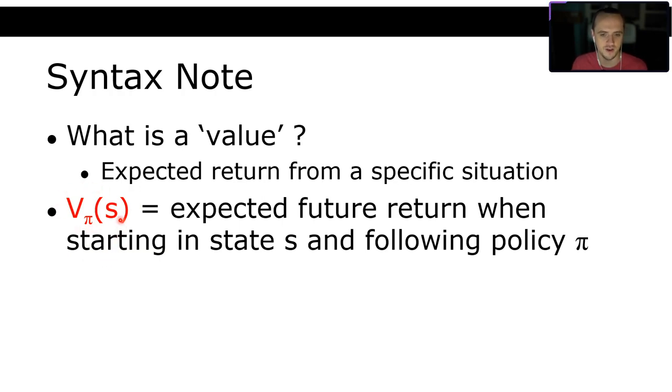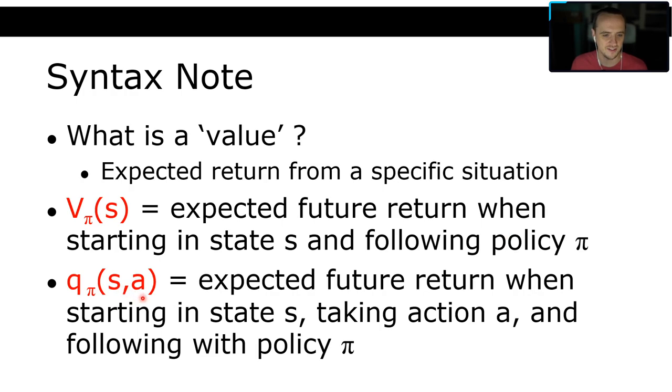V pi of S is the expected future return when starting in a state S and following the policy. So V is the value of a state. Q of S, A, given a policy, is the expected future return when starting in state S, then taking action A, and then following policy pi. So V is the value of a state, Q is the value of taking an action at a state. Just remember that when it comes to the exam.